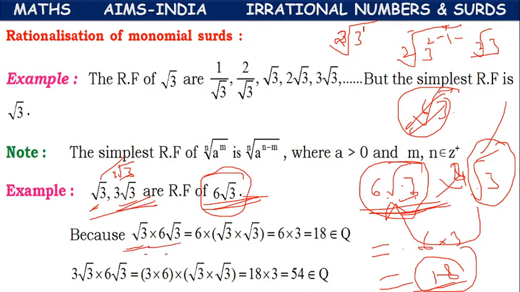So root 3 into 6 root 3 gives 18, a rational number. 3 root 3 into 6 root 3: 3 into 6, root 3 into root 3 is 3, so 18 times 3 is 54, a rational number. So like that, we have the formula of the simplest rationalizing factor. With the help of the simplest rationalizing factor, we can find other rationalizing factors also.